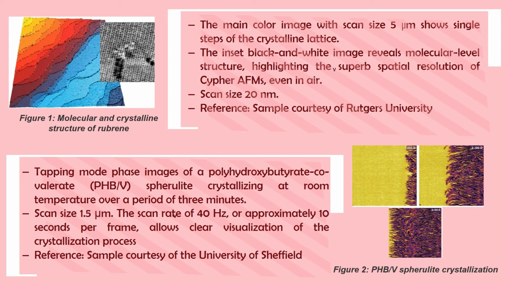Figure 2 shows a polyhydroxybutyrate spherulite crystallization. Tapping mode phase image of a PHB spherulite crystallizing at room temperature over a period of 3 minutes. The scan size is 1.5 micrometers and the scan rate of 440 Hz, or approximately 10 seconds per frame, allows clear visualization of the crystallization process.